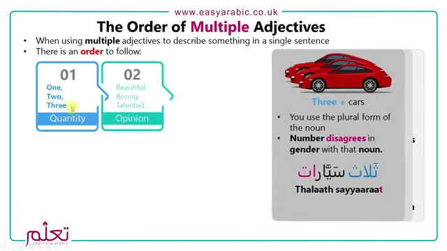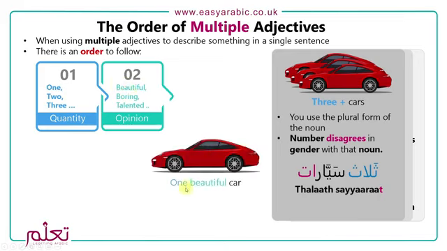Okay, so that was the first thing, which was quantity. The second one is opinion. So after we use number in Arabic, we'll go on to use something that defines our opinion or appearance. Okay, so here we'll say one beautiful car. So one, we said, comes after. So if we say سيارات واحدة, and then جميلة.